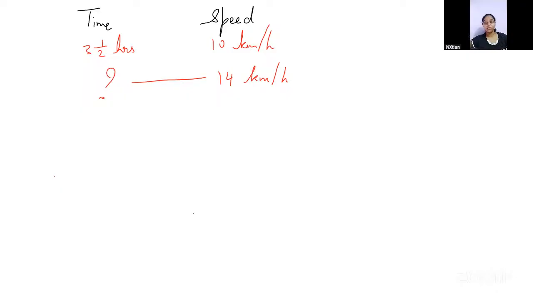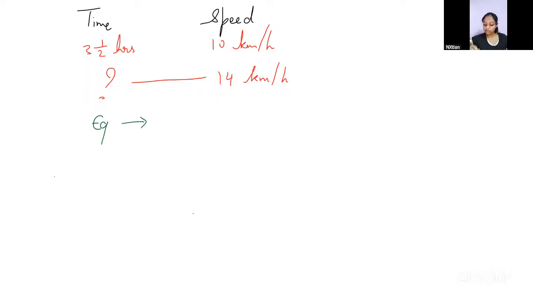Because when you're driving at 10 kilometers, it takes you 3.5 hours. But when you're driving at 14 kilometers, a higher speed, it will take you less time. Yes, so an increase in speed means a decrease in time. It is a question of inverse proportion. We will arrange it in such a way that an increase in one quantity means a decrease in the other quantity.